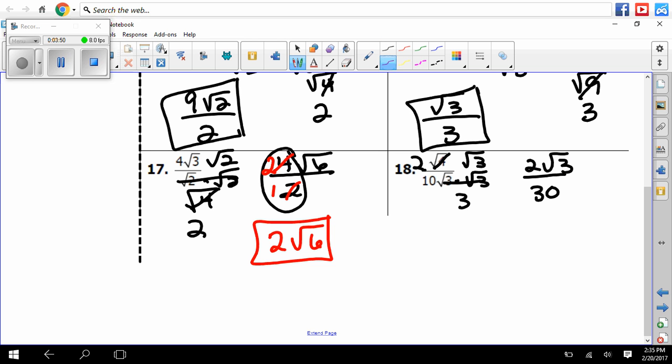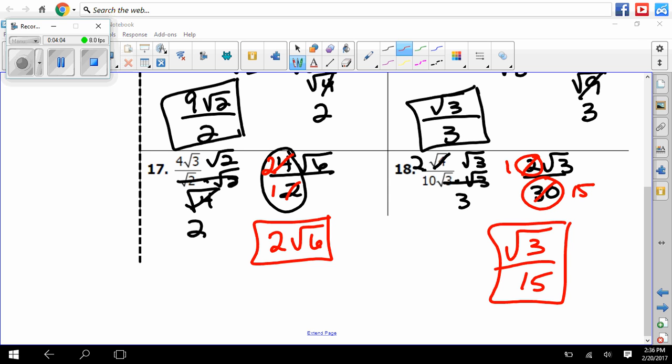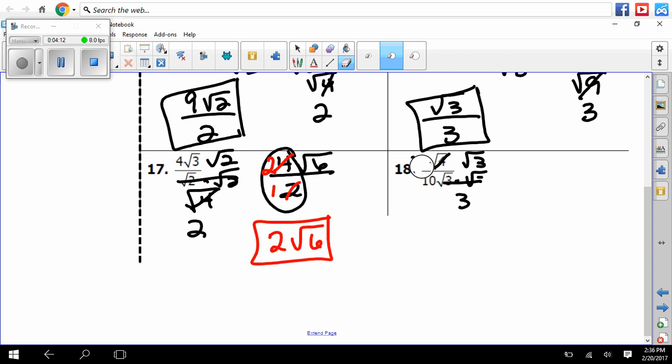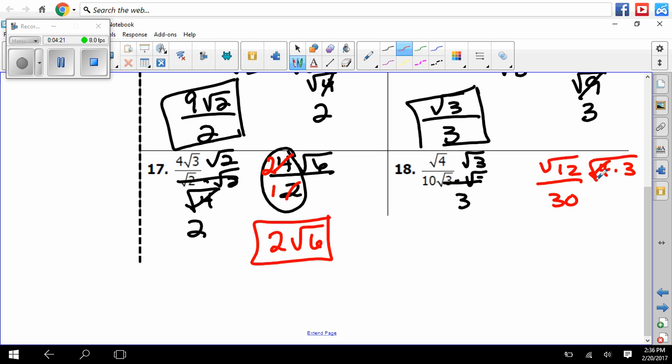Now, 2 and 30 can reduce, because they're both on the outside. 2 goes into 2 once, 2 goes into 30, 15. I got radical 3 over 15. If I didn't see that and I stayed with the 12, it'll work out the same. I'm just going to show you real quick. If I didn't see that piece and I went ahead and multiplied it out, I got radical 12 over 30. Well, 12 breaks down to 4 times 3, and the square root of 4 is 2, so it would have been 2 radical 3 over 30. Then reduce it and get your radical 3 over 15.